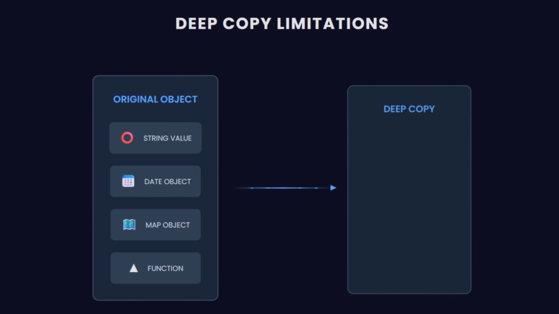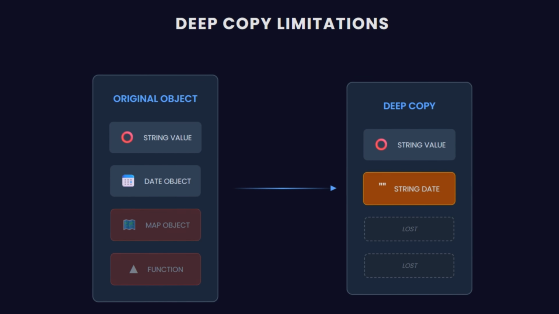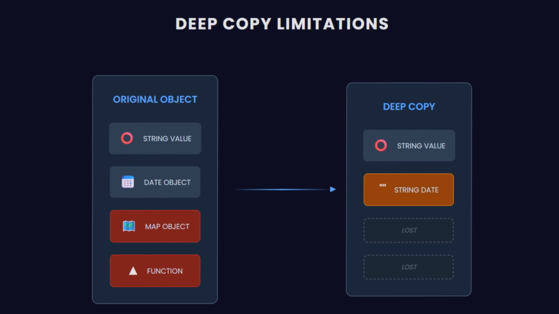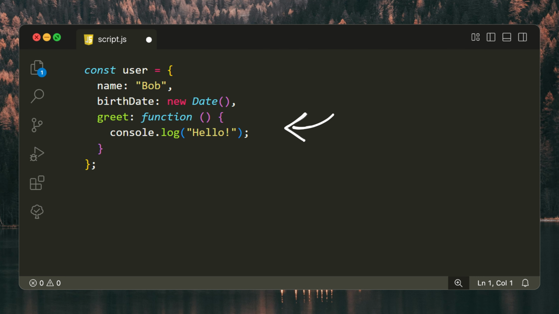However, this technique has significant limitations. It only works with data that can be represented in JSON format. Any functions, special object types like date, map, set, or values such as undefined will either be removed or misrepresented. In particular, date objects will be turned into strings, and functions will be discarded entirely. For example, consider an object that includes a date and a method. Using the JSON method in this case will result in birthdate being converted into a string, and the greet method being completely lost. This can break functionality if the cloned object is expected to behave the same as the original.